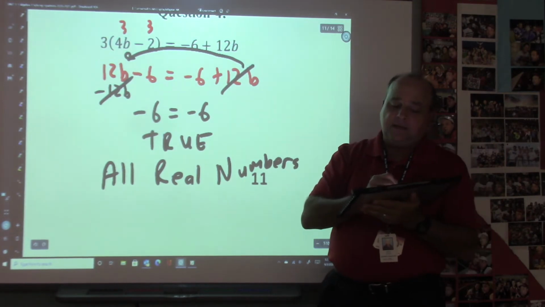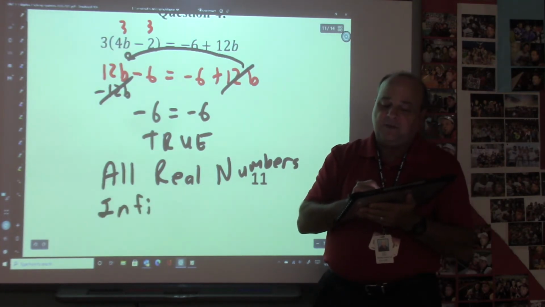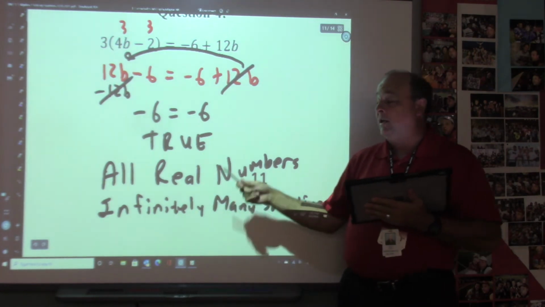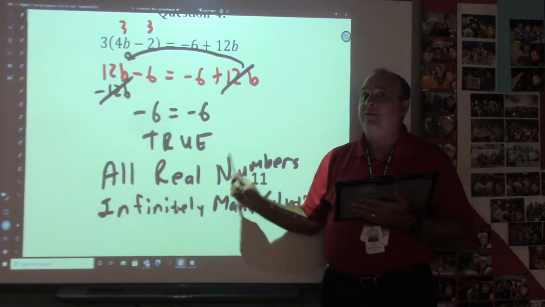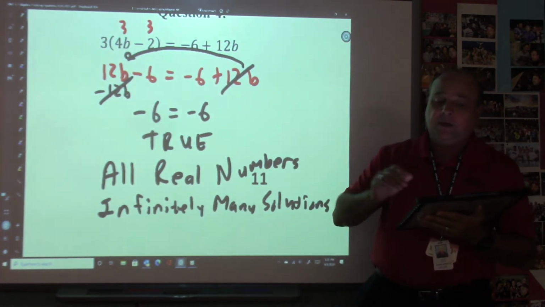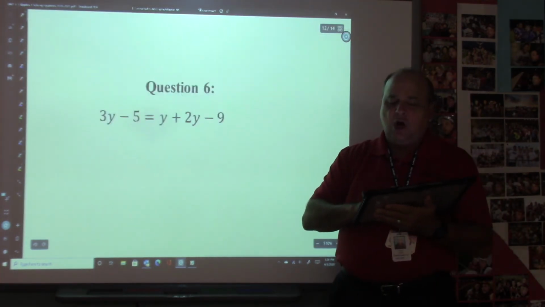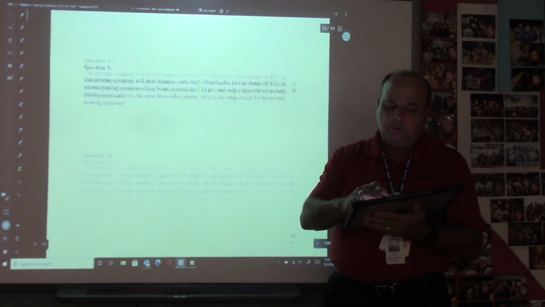Some tests may say infinitely many solutions. Okay, so on your STAR test, they could have all real numbers or it could have infinitely many solutions. That's what happens when it works out to be the same. Let's turn the page.